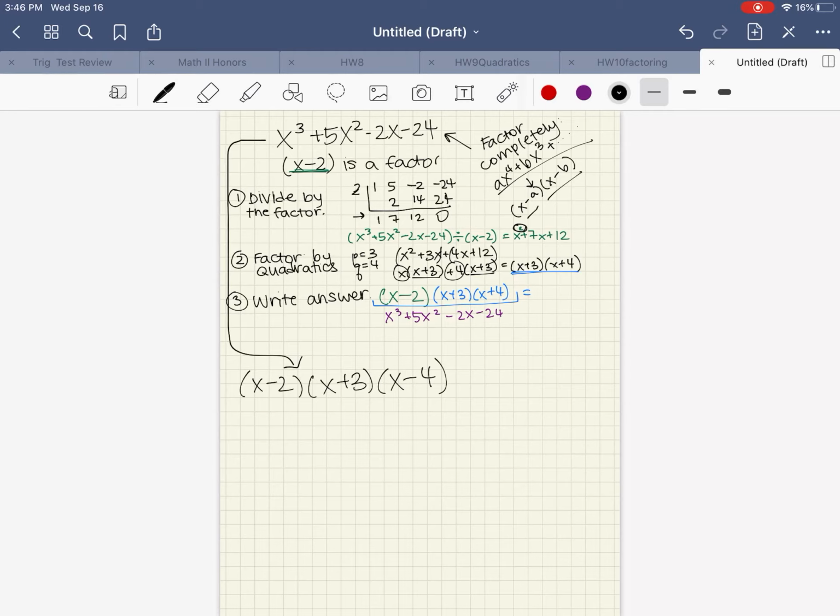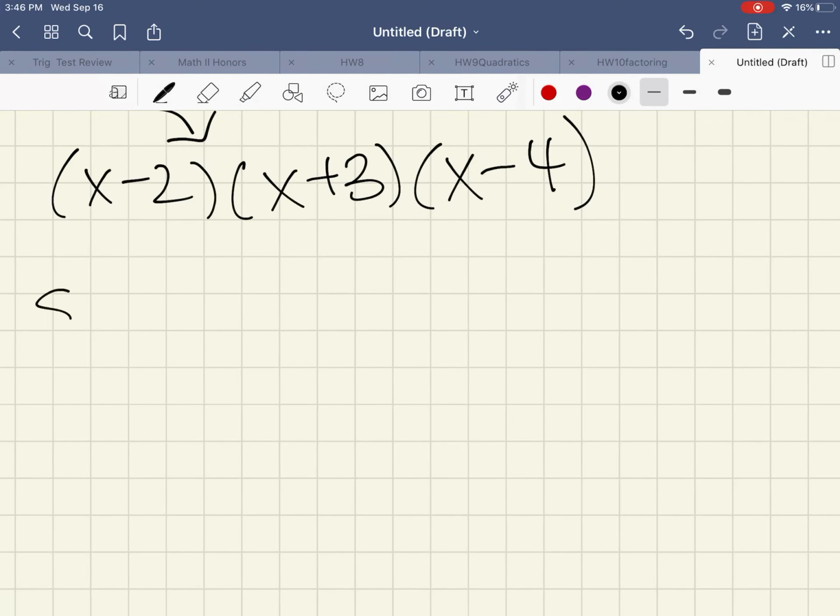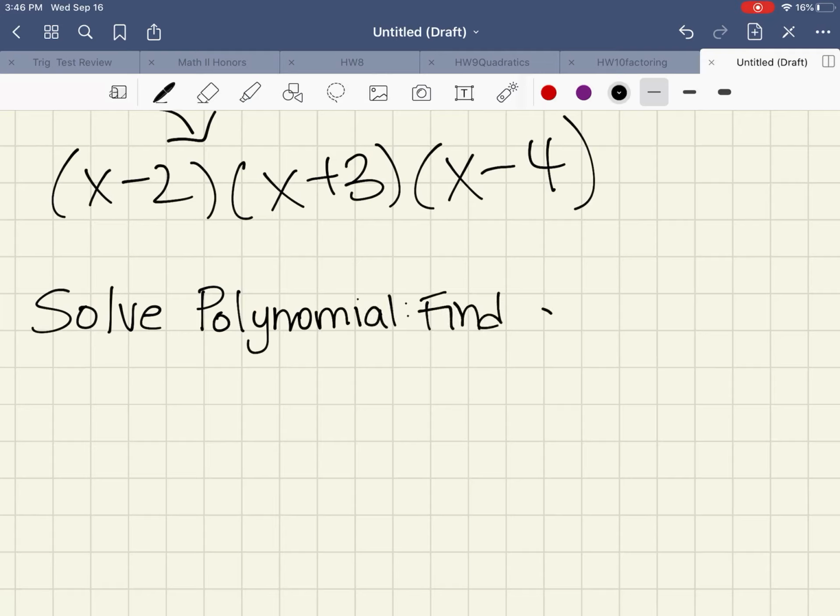The point of solving polynomials is that once you have an equation like this, it's really hard to tell what the graph will look like or what the solutions are. To solve a polynomial means to find all the x-intercepts.